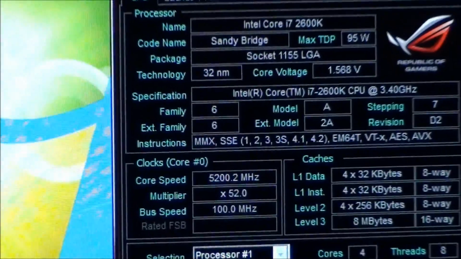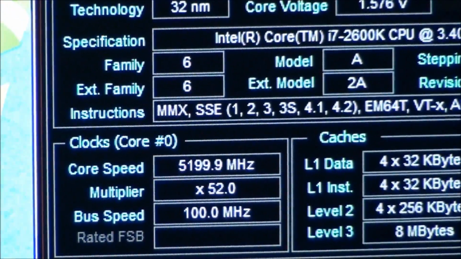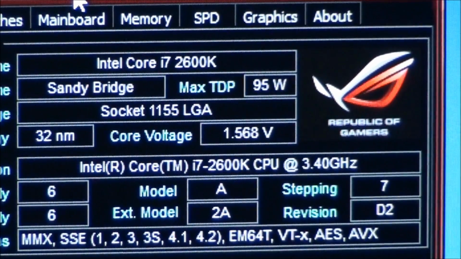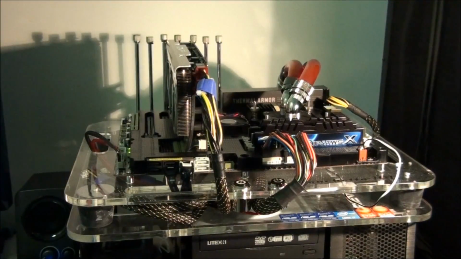Okay, 5.2 gigahertz, 1.57 volts. So these are the benchmarks that I ran: 3DMark 06, 3DMark Vantage, 3DMark 11, PCMark 7, and also Cinebench. Now, obviously, most of those benchmarks are actually 3D benchmarks, but you can still see the CPU results in those benchmark results. So make sure you look at the CPU results.